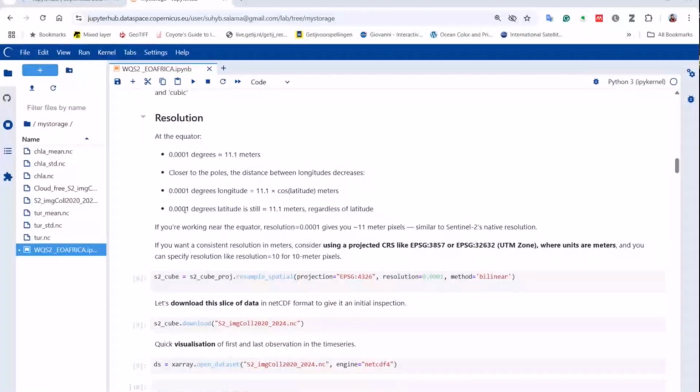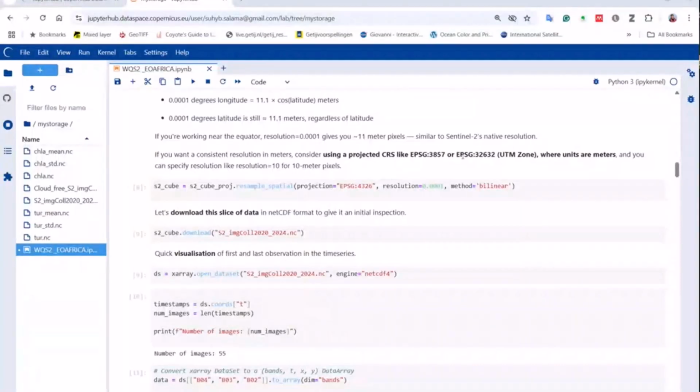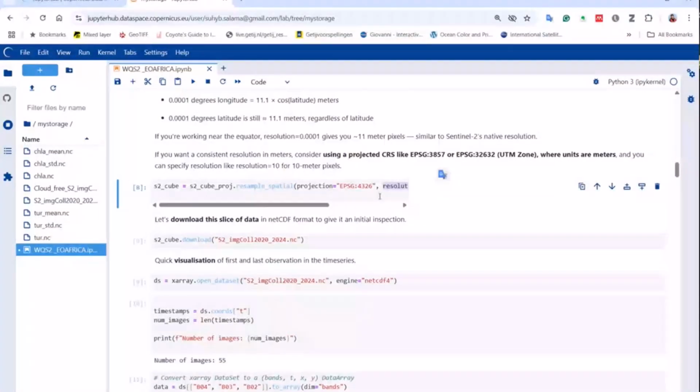But here I give you an example of how this 1 per 10,000 degrees translates, on longitude or on latitude. It's about 11 meters, so it's about the 10-meter resolution. Again, you can do that in a UTM projection, and you can put the resolution in meters instead of degrees. But I did it that way because I would like to visualize later with lat long.